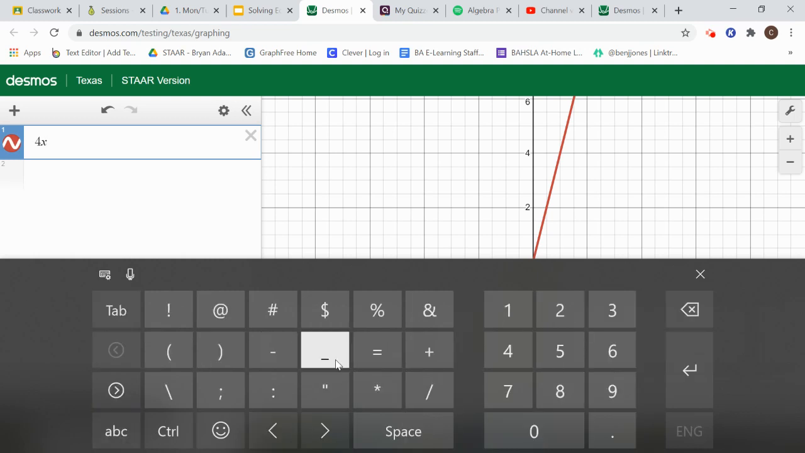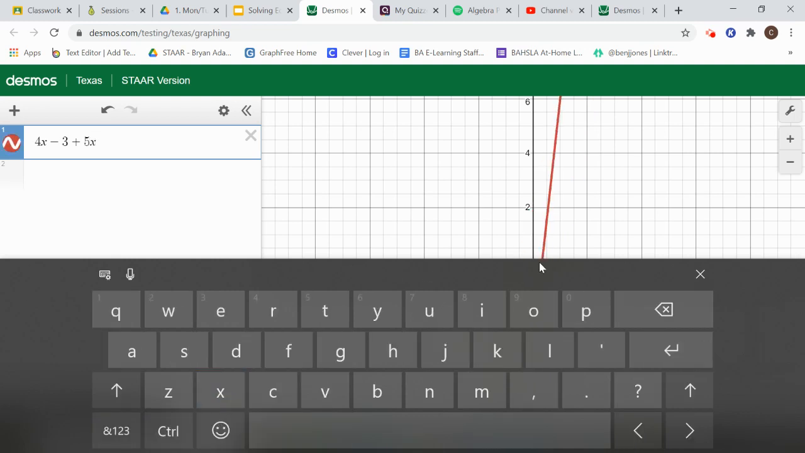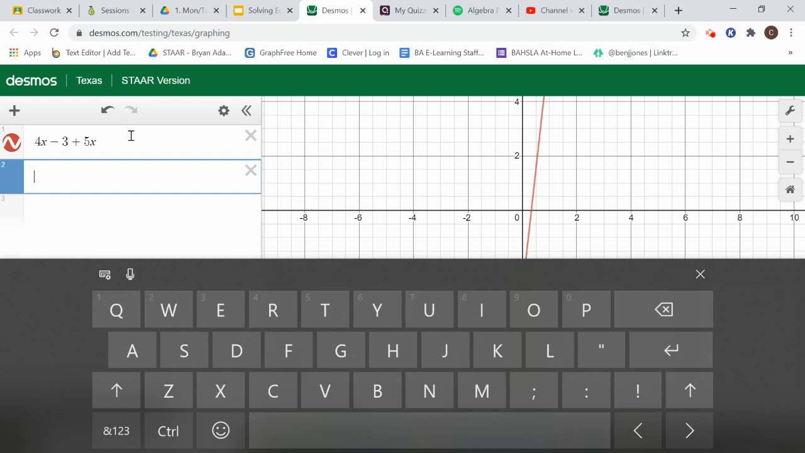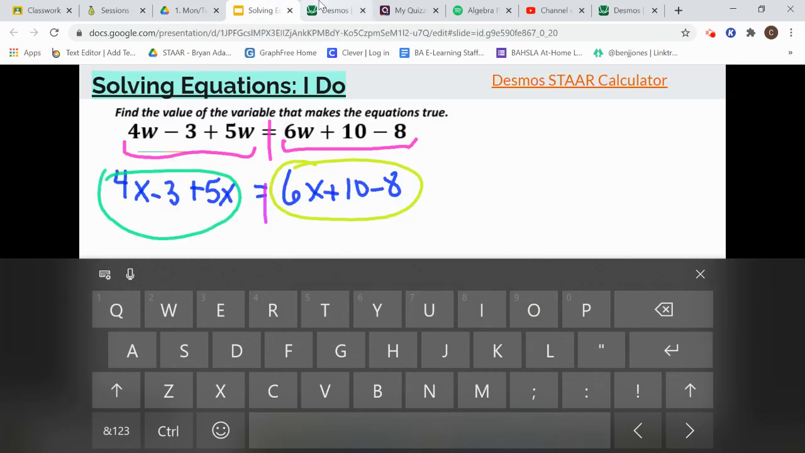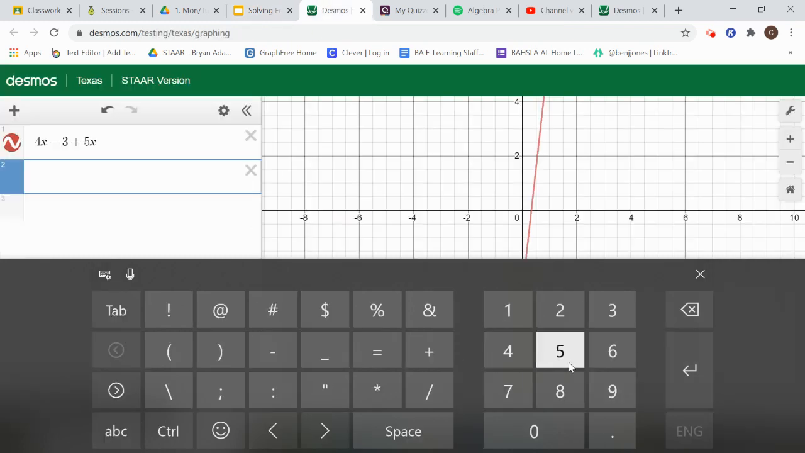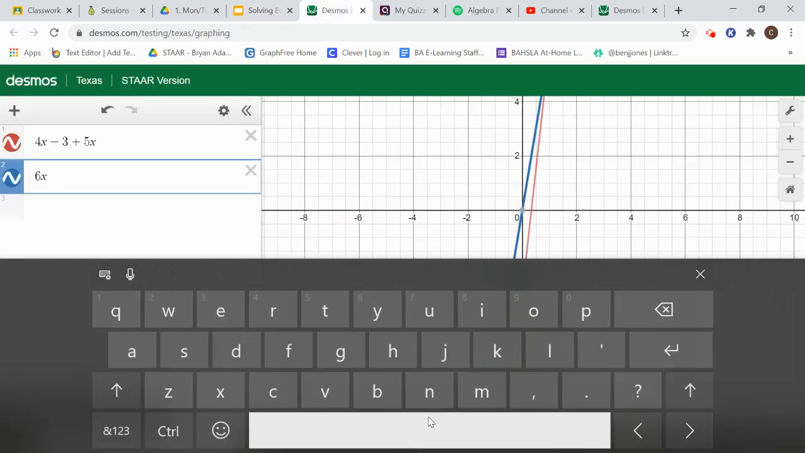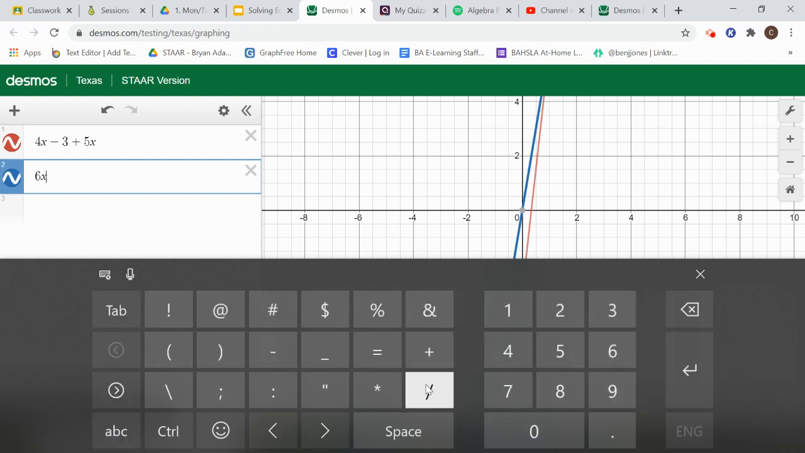4x minus 3 plus 5x. So then we see our first graph here. We're going to come here to the bottom. 6x plus 10 minus 8. Let me close this out.